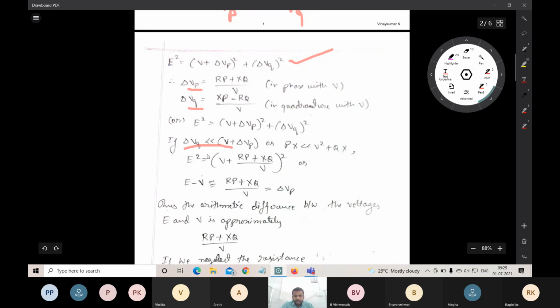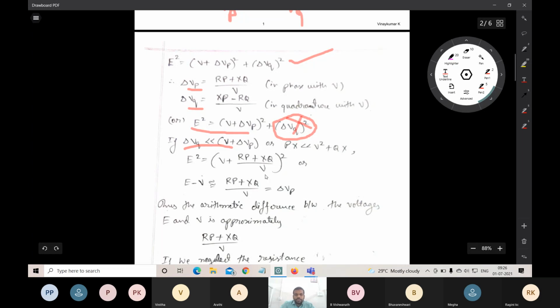Okay, so E square is equal to V plus Rp plus XQ by V. At that time, if delta VQ is very much less than V plus delta Vp, we have to neglect this term, as it is very much less. So what happens at the quadrature axis? Normally the voltage differences will be very small compared to the in-phase voltage differences in the phasor diagrams. So just for the time being, neglect this. Just consider this: E square is equal to V plus delta Vp whole square, that is, V plus Rp plus XQ divided by V, whole square.